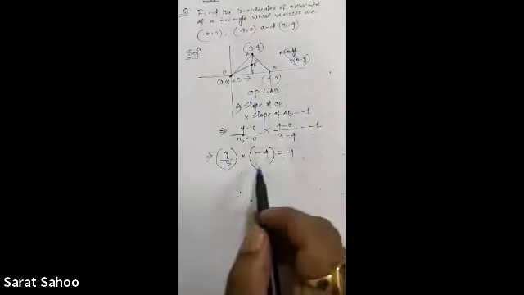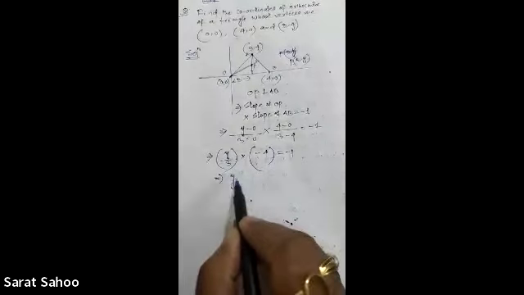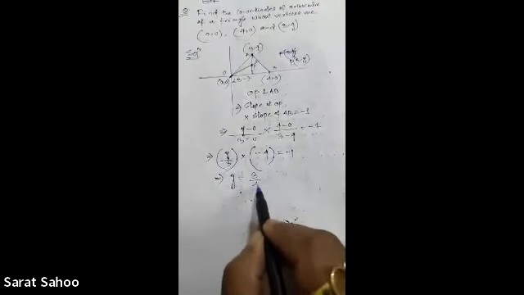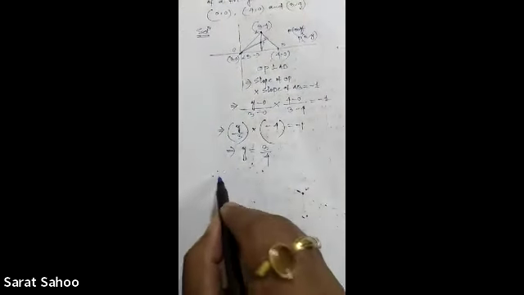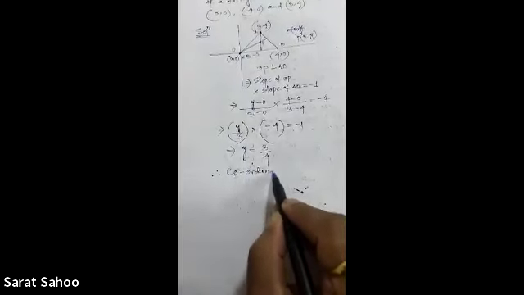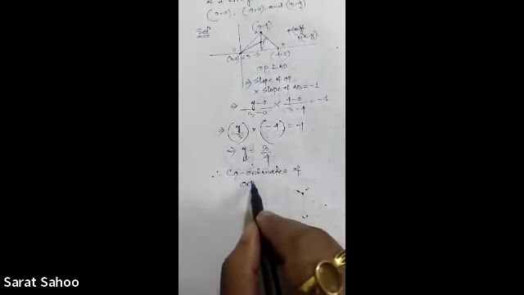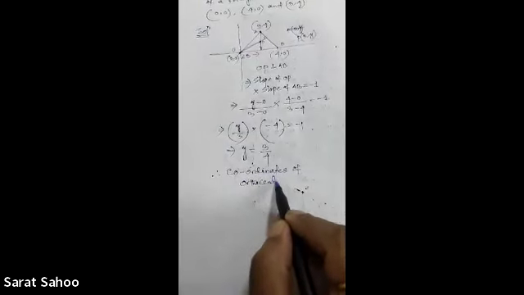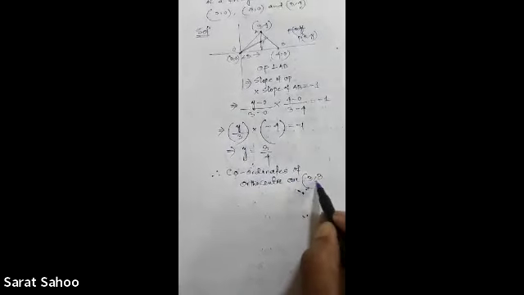So y upon 3 into -4 is equal to -1. Minus minus cancels. So y is equal to 3 upon 4. Thus coordinates of orthocenter are 3, 3/4. I hope it is clear to you.